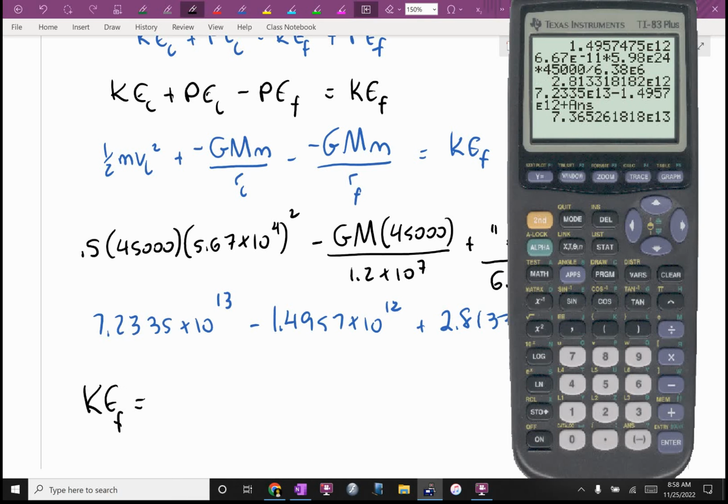Okay. Now I'll go to 3 sig figs. 7.37 times 10 to the 13th joules.